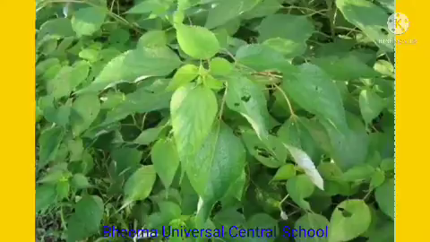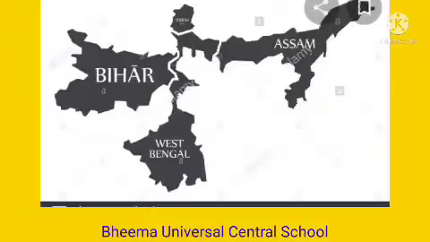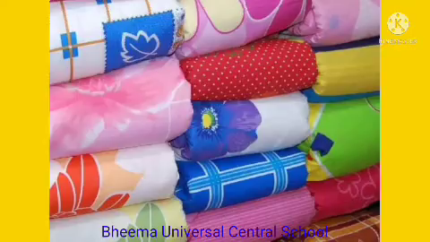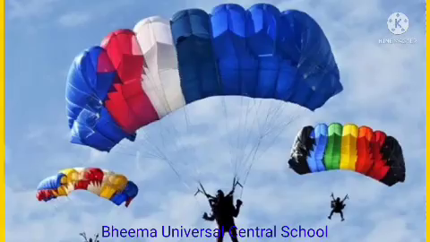Next one is ramie. Ramie is obtained from the stem of the ramie plant. Ramie is also known as China grass. It is one of the oldest fibers in the world. It was used as mummy cloth in Egypt around 5000 to 3000 BC. In India, it is grown in Assam, Bengal, and Bihar. It is used in making dress material, threads, and parachute material.